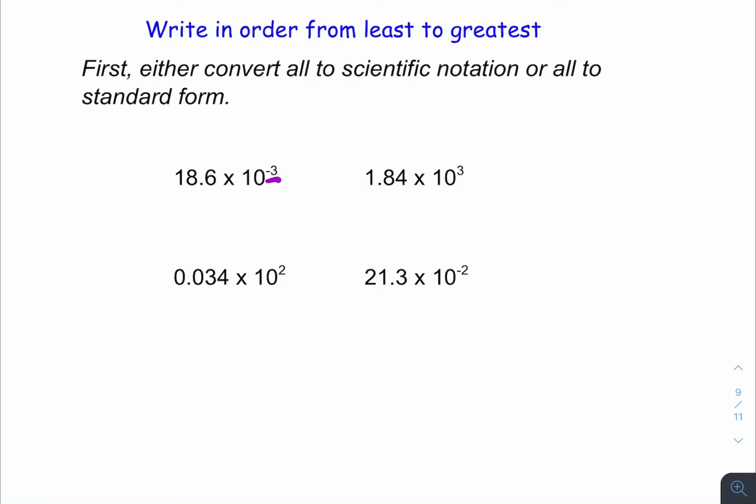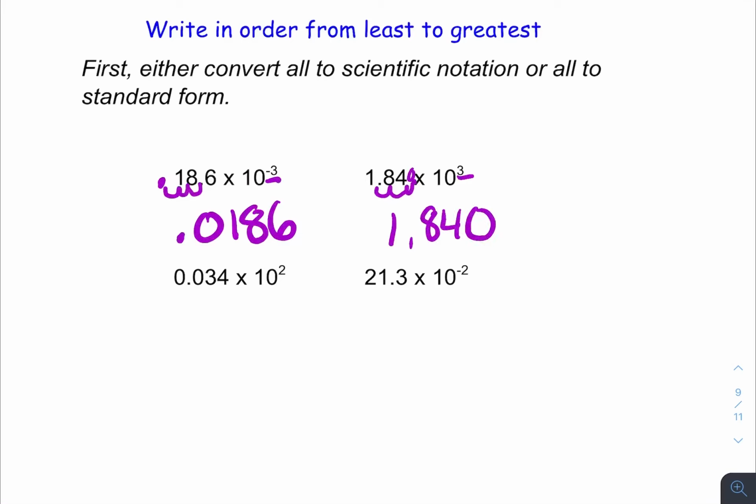So -3 tells us 1, 2, 3 spots to the left. So in standard form, I get this. +3 tells me 1, 2, 3 spots to the right. So that's that one. This is 2 spots to the right. And this is 2 spots to the left. And so in standard form, these are my 4 answers.